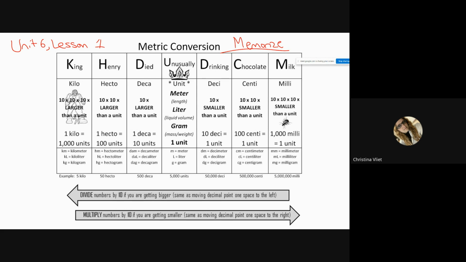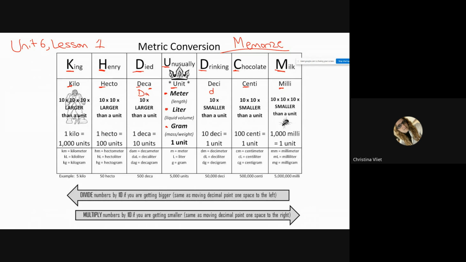So there's an acronym here to help you memorize all of your different modifying prefixes. It's King Henry, and this is one you might have learned back in middle school. King Henry died unusually drinking chocolate milk. Now, the first letter gives you the prefix that you're looking for. K stands for kilo, H stands for hecto. DA is confusing, the D-A being deca. Unit is your base unit, whether it's meters, liters, or grams. The second D is deci, which is little d. Centi is chocolate, and milli is the last part.